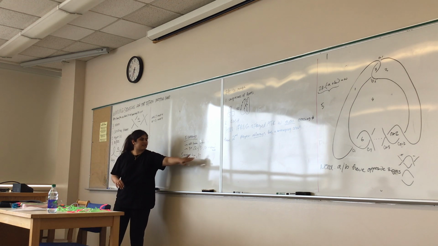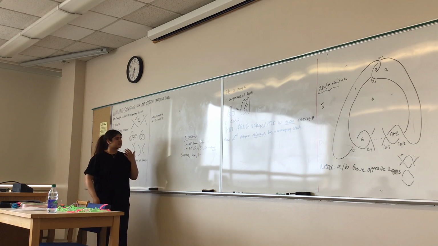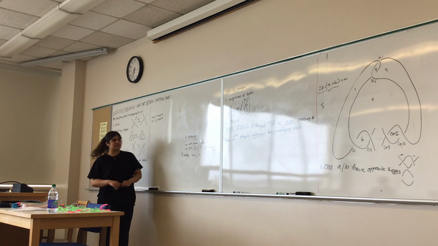So this one here with the 4 positive, 1 negative, that's the unknot. Same with 1 positive, 4 negative, that would be the unknot.